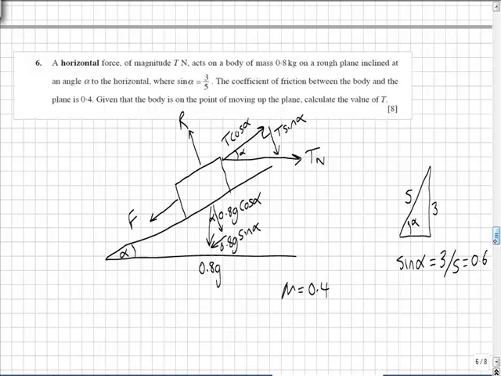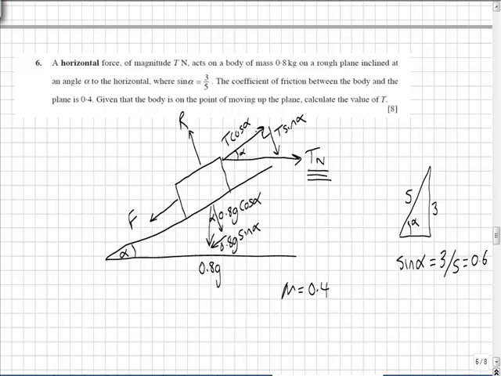Question 6 is a very tricky object on an inclined slope. As you can see, I've already inputted most of the information. I'll just take you through it briefly now. The key point here is in bold: it says it's a horizontal force of magnitude T newtons, different from usual questions where the force acts parallel to the slope, but nonetheless it's just a case of working out components.